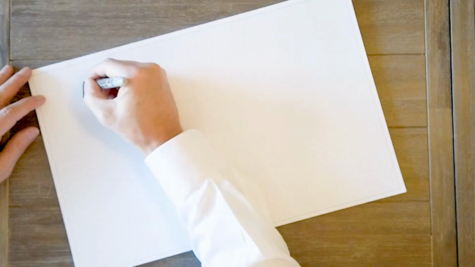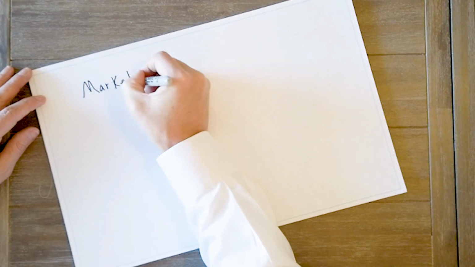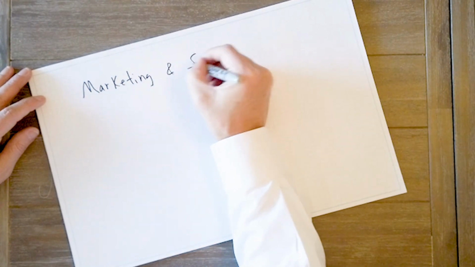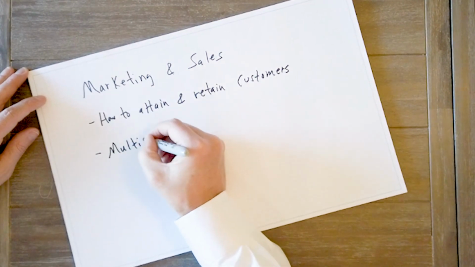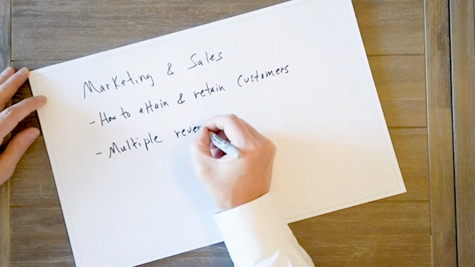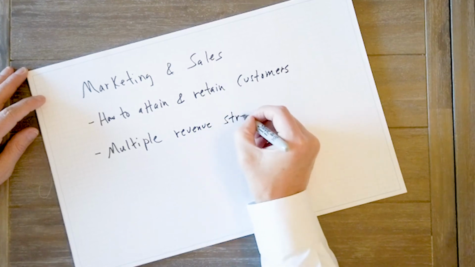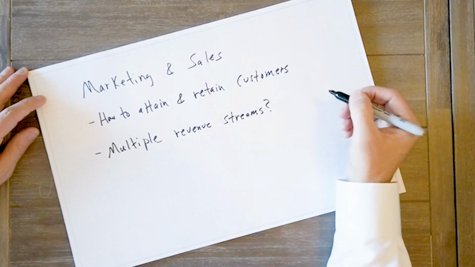Next section, your marketing and sales plan, would be how to attract and retain customers. And also, do you have or plan on having multiple revenue streams, such as monthly subscriptions or annual subscriptions? And are you going to have add-ons to different products that you have or services?